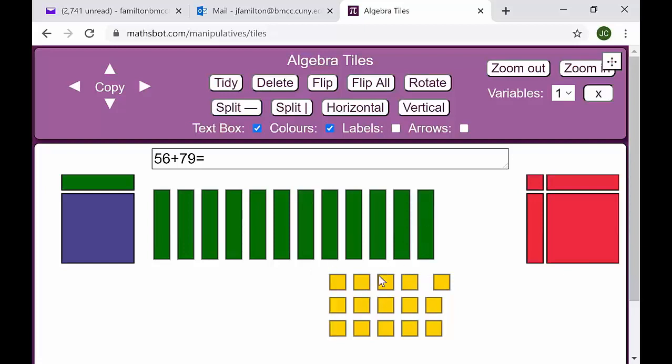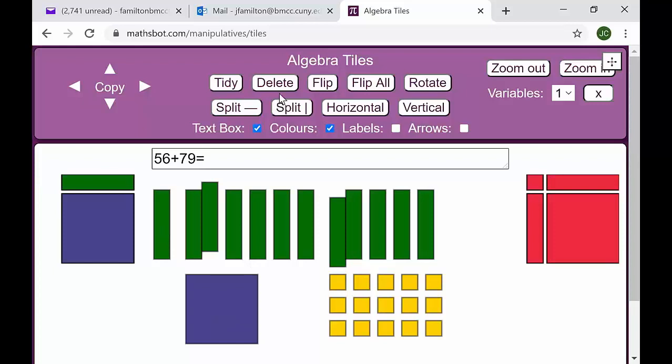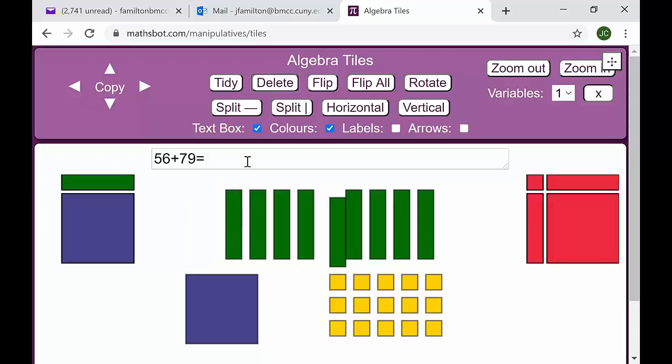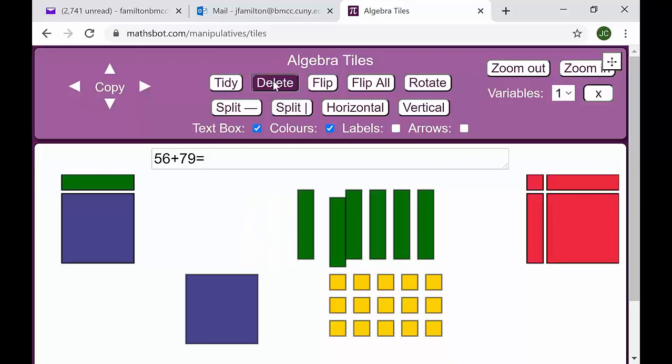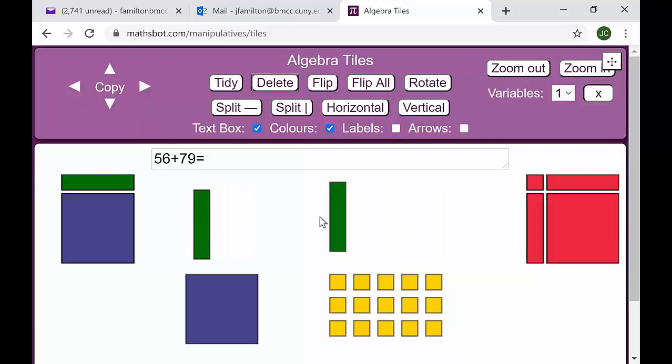Now, let's look at how many rods we have. 1, 2, 3, 4, 5, 6, 7, 8, 9, 10. And it turns out that 10 rods make up 1 flat. So we can get rid of these 10 rods, and replace them with 1 flat. So now we have 1 flat and 2 rods.